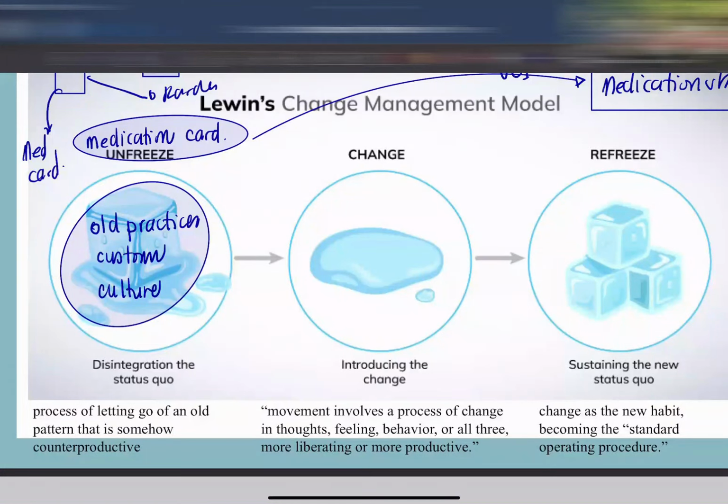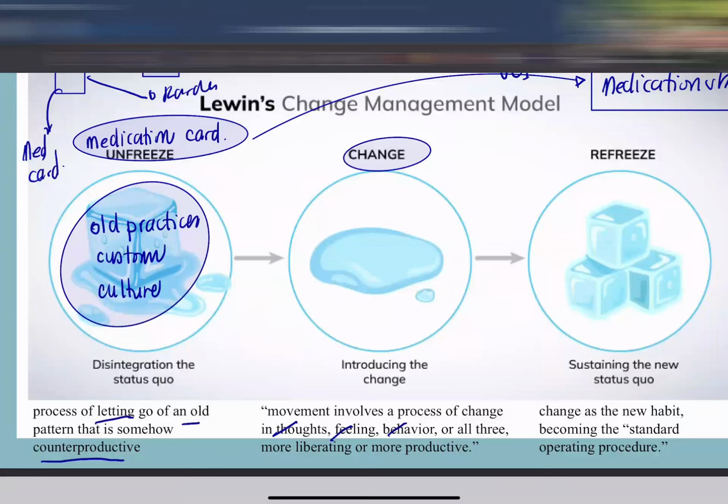When we talk about unfreezing, guys, kumbaga, pag matigas na yung ulo, i-defrost natin. Plus, it's the process of letting go of an old pattern that is somehow already considered to be counterproductive. Okay, so mga old patterns, mga nakagawian natin. Then, by the time class that you unfreeze, you would elicit the change. And class, when you talk about change, that's the movement that involves a process of change. And take note, the process of change involves my thoughts, my feelings, my behavior, and all of these three combined.